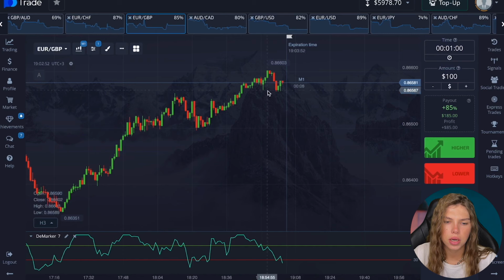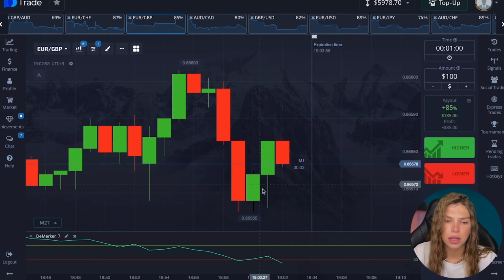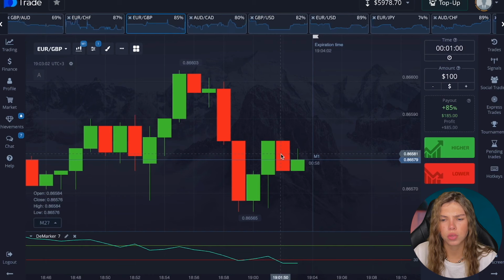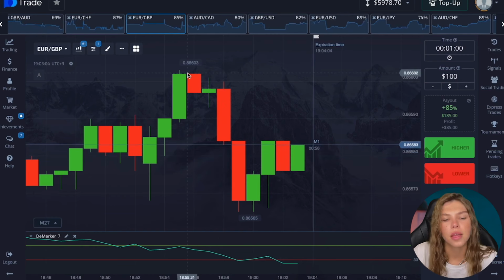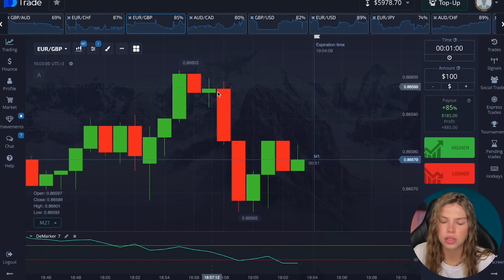We put it here. Okay, we close it here. Up here, they could have tried to put it here or here. And DeMarker tells us that we need to put it down here, that the chart will go down, and it went down. And that way we could avoid the wrong deal. So that's what this indicator is for.